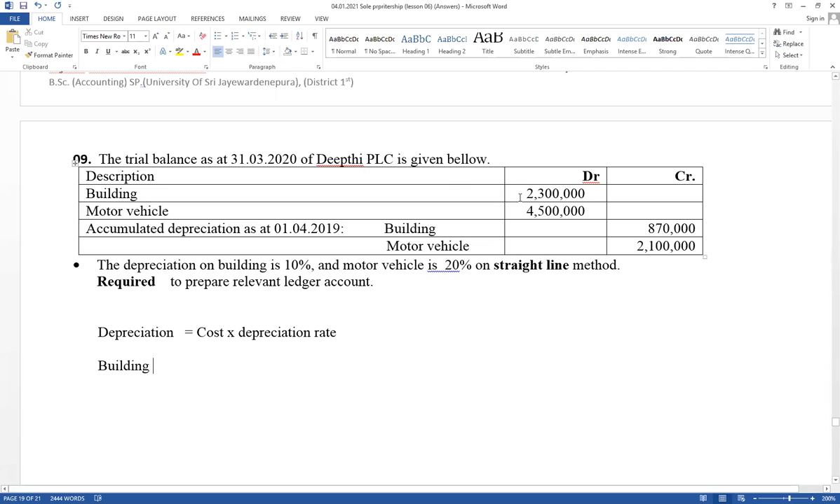Building cost value equal 2.3 million. And building depreciation rate is given as 10%. Therefore, based on cost value into percentage. If the reducing balance method is given, cost minus accumulated depreciation. But this is the straight line basis. It should be calculated based on cost value. Try to recognize the difference. And motor vehicle depreciation also the same way. Motor vehicle depreciation.